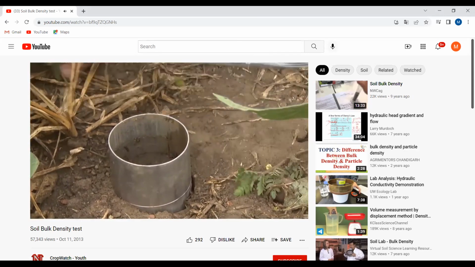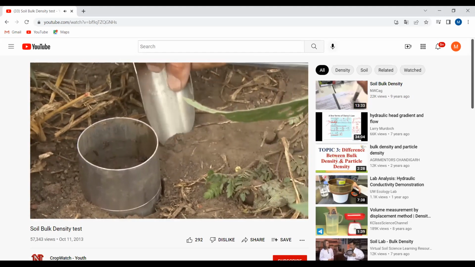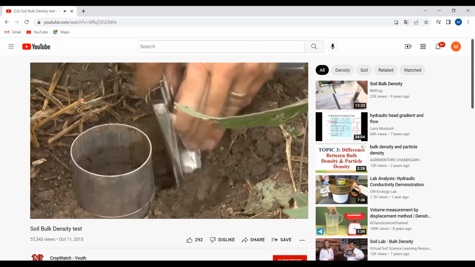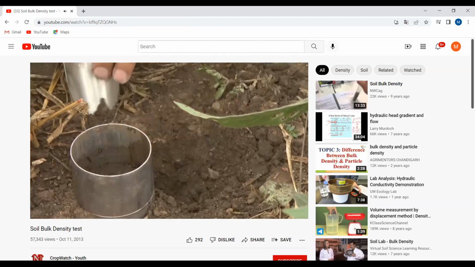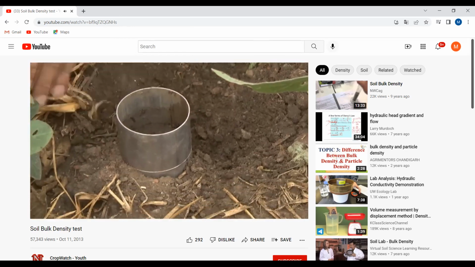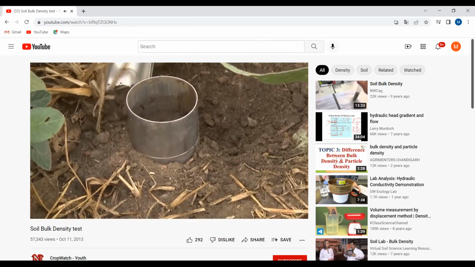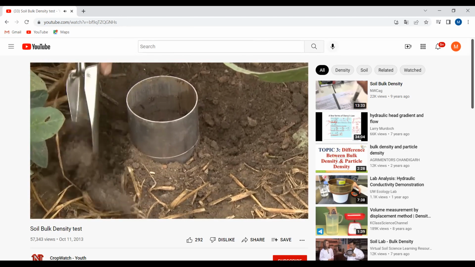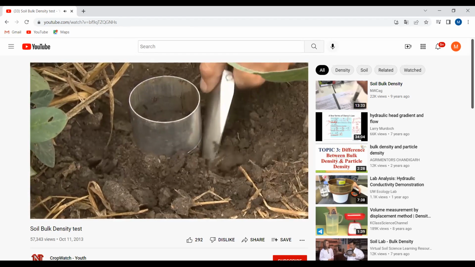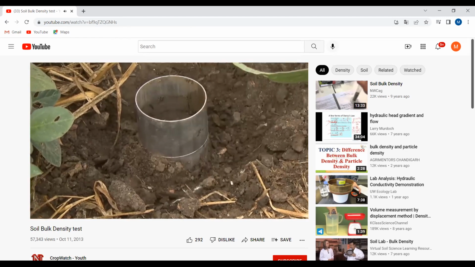And then to do this, we're going to have to excavate around the ring. What we want to do is try to keep all the soil in that volume, which is 3 inches of depth for this particular ring, and it's a 3-inch diameter. We're going to go ahead and excavate it.